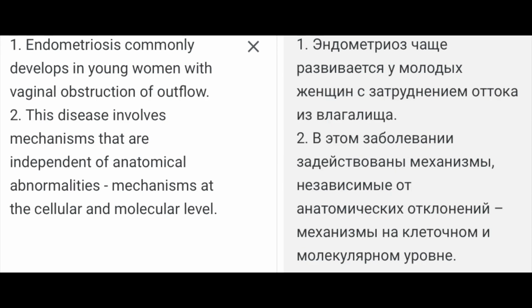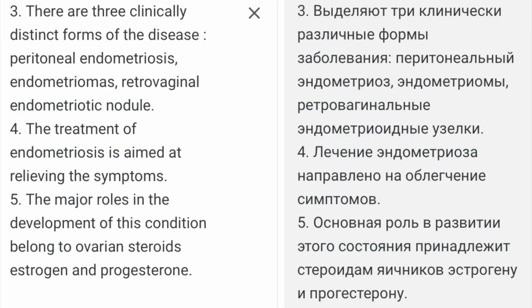1. Endometriosis commonly develops in young women with vaginal obstruction of outflow. 2. This disease involves mechanisms that are independent of anatomical abnormalities, mechanisms at the cellular and molecular level. 3. There are 3 clinically distinct forms of the disease: peritoneal endometriosis, endometriomas, retrovaginal endometriotic nodule.